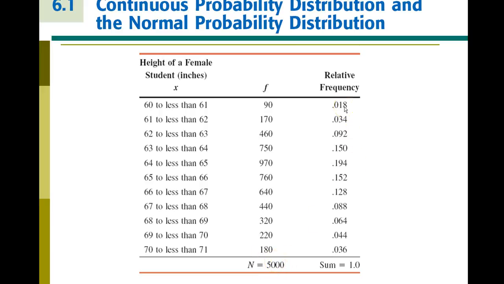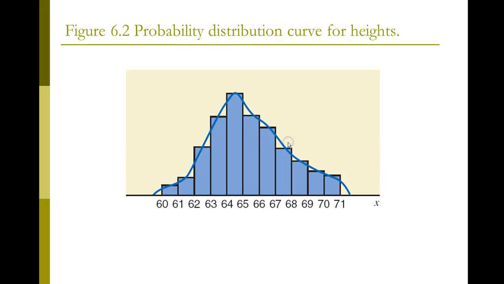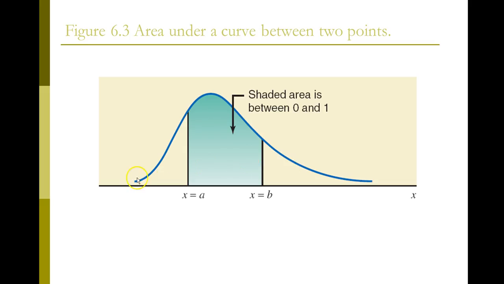And here we can do the relative frequency, which means 90 over 5,000. 170 over 5,000 is this number. So when we sum these up, we said we'll get 1. And this is a relative frequency distribution, so between 60 and 61, there was this percent. Between 64 and 65, there was this percent, and so on. And so we sort of smoothed out the line here. And then they say that more generally, we'll smooth out the line like this.